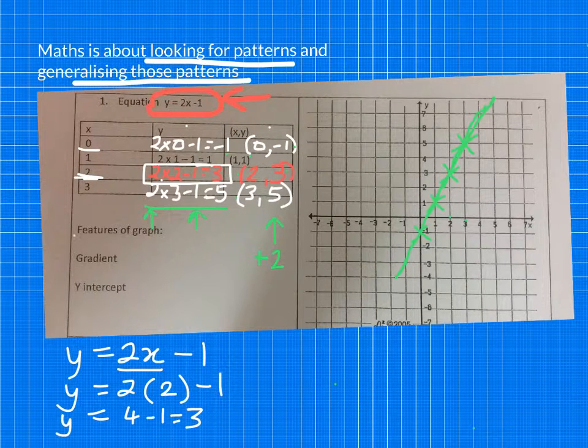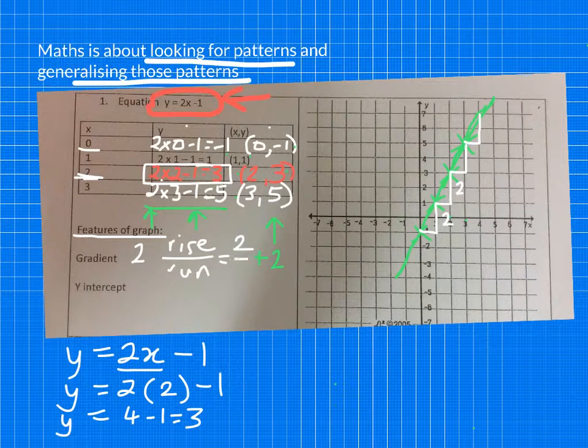And there are two features of any linear graph. The gradient. The gradient is saying how steep the graph is. Every time we go across 1, how many do we go up? We go up the same amount each time. That's what forms us a straight line. And in this case, when we go across 1, we're going up 2. So the gradient of this graph is 2. Or we could call the gradient the rise over the run. And the rise is 2 every time we run 1, and 2 divided by 1 is equal to 2.